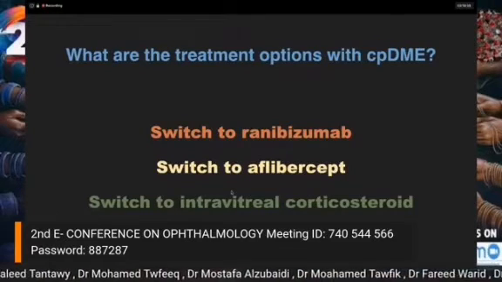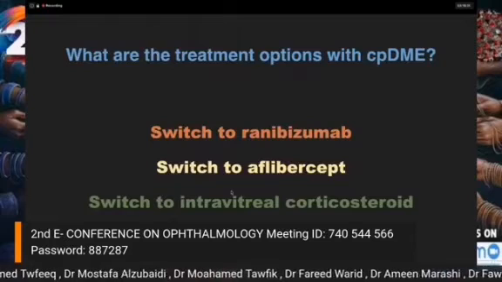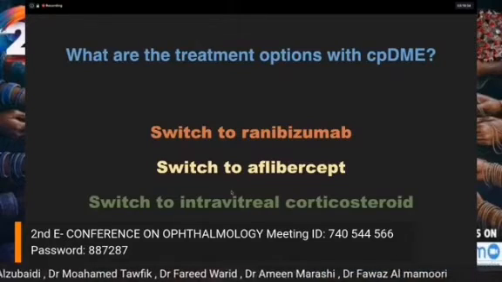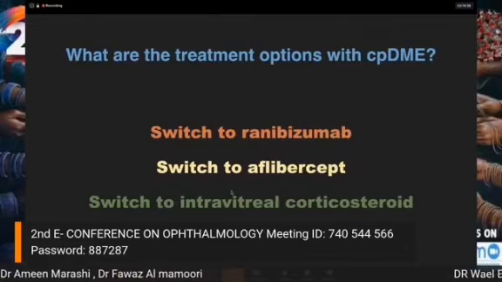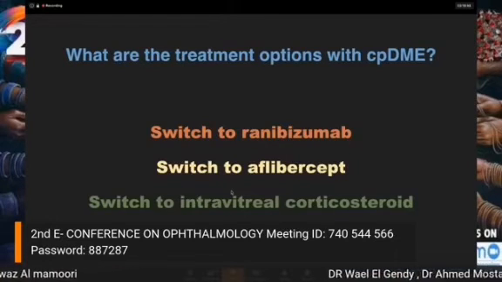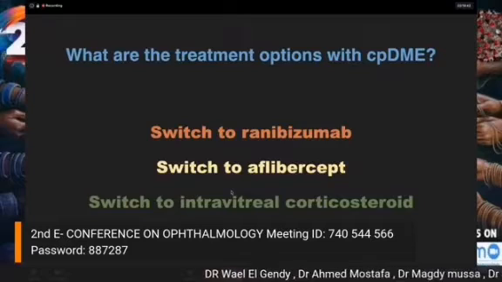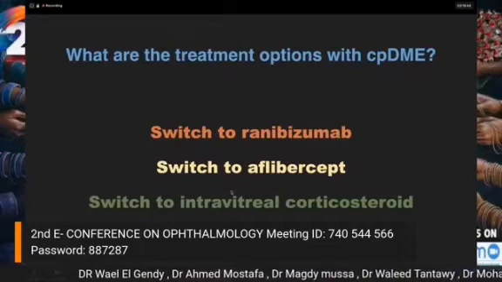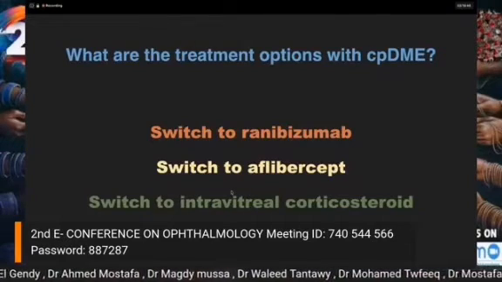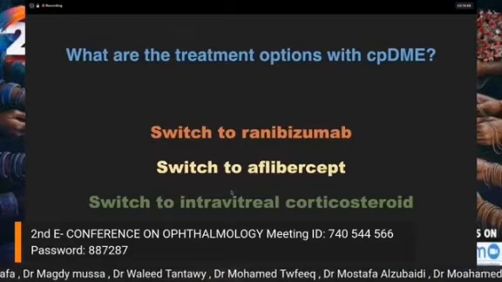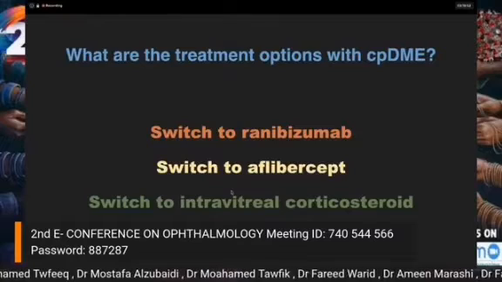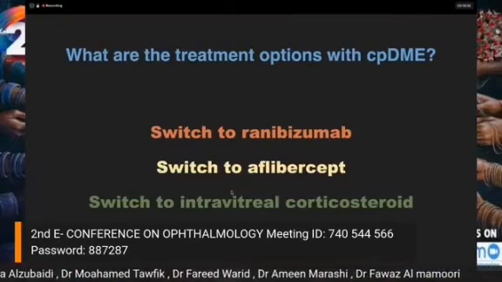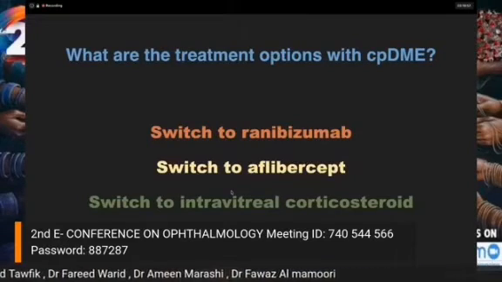Now we discuss what choices we have. I start with Avastin. Should I switch to Lucentis? Should I switch to Eylea? Should I switch to intravitreal steroid? For me, if I start with Avastin, I will not switch to Lucentis. Why? Because both of them are the same antibody, the same structure, just one is fragmented. In our market, we usually start with the cheapest one. Actually, I think all of us will start with Avastin because Lucentis is not usually available and it's very expensive.